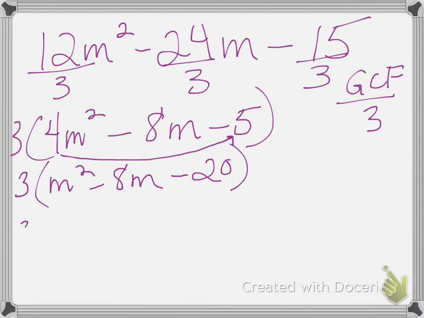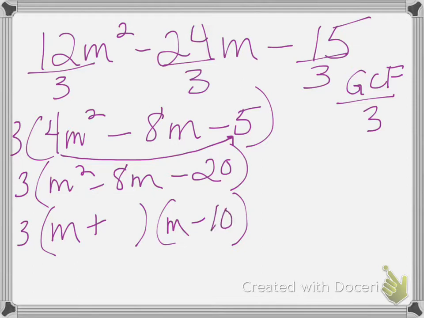So what is going to happen here? 3, parentheses, m plus, what are my signs going to be first? Plus and negative, okay? Just remember to set those up very first. Okay, so I need to see what is going to multiply to make 20 that would also give me 8. 10 and 2. Where's the 10 go? With the minus. Good. All right, so now I have to go back and do the division part.